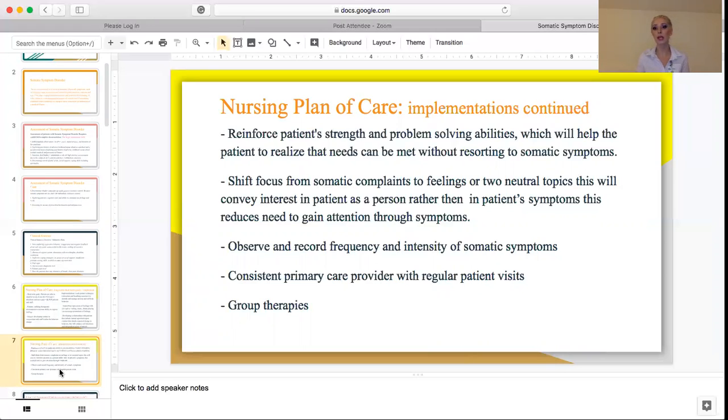Shifting focus from somatic complaints to feelings and neutral topics will convey interest in the patient as a person rather than in the patient's symptoms. This reduces the need to gain attention through the symptoms. Observing and recording frequency and intensity of somatic symptoms. A consistent primary care provider with regular patient visits is also very important, and group therapies will be extremely helpful as well.